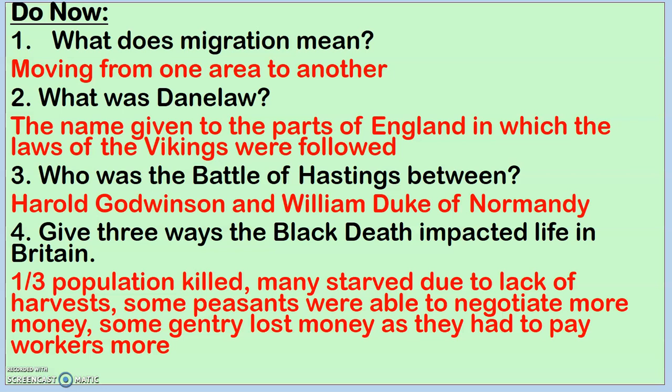Question number 3, the answer was Harold Godwinson and William Duke of Normandy fought in the Battle of Hastings. Bonus points if you put that the winner was William Duke of Normandy. And then I asked you to give me 3 ways the Black Death impacted life in Britain. So you have lots of different ways there that people were affected. If you've got any of those, give them a tick, and if you don't have them, add them in. Okay, so let's get started.